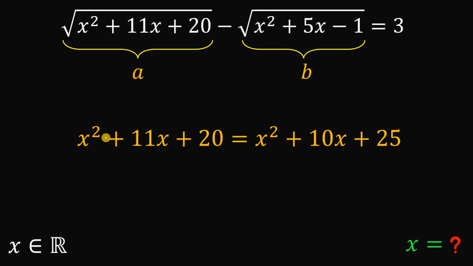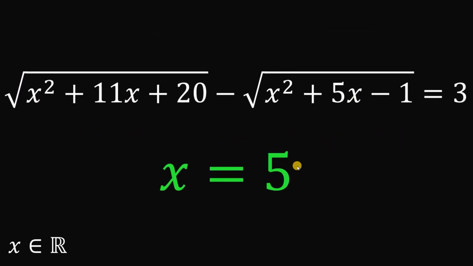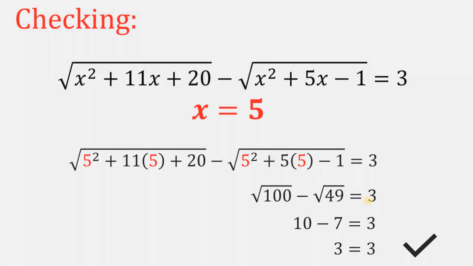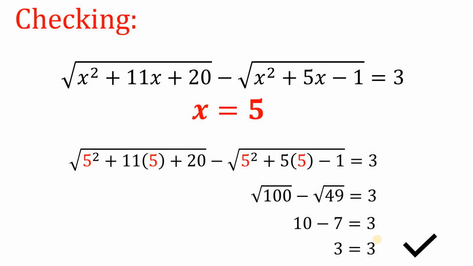Now, if we combine like terms, if we subtract x squared on both sides, x squared cancels out. If we subtract 10x on both sides, we have 11x minus 10x, which is x. If we subtract 20 on both sides, 25 minus 20 is 5. And there you have it. The only value of x that satisfies this equation is simply equal to 5. And of course, here's the checking. As you can see, we have 3 equals 3. The left-hand side and the right-hand side balance.